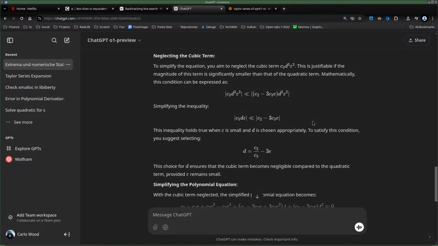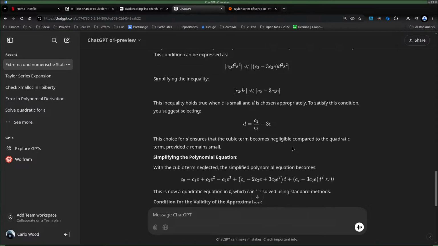Do you see what it is doing here? It's messing up again. Oh, wait a minute. I confused this E with an epsilon. Never mind. Never mind. Yeah, so then dsc divided by c3. Okay.